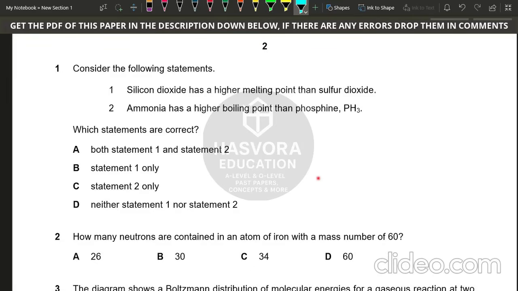So question number 1 says, consider the following statements. In this question, what we have to do is that based on the validity of these two statements, we have to give our answer. We have to state which of the statements are correct.